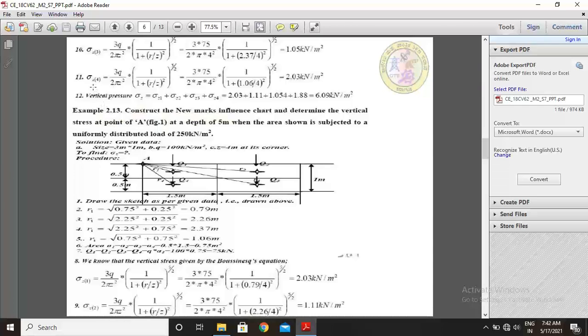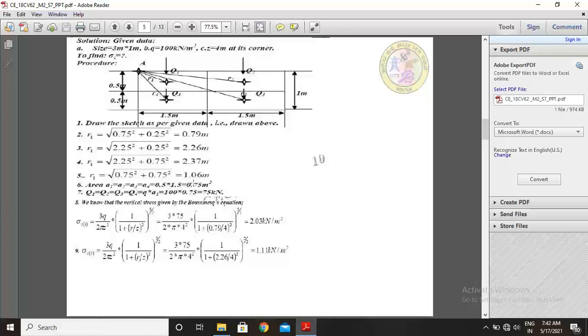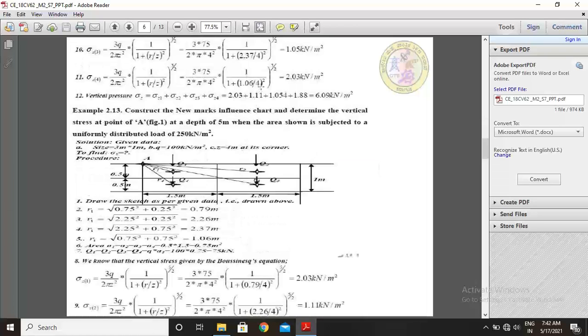Similarly, you calculate the vertical stress for rectangle 4, given by the same equation, 3q by 2 pi z square into 1 by 1 plus r by z square whole to the power of 5 by 2. Here you substitute the values: q is 75, z is 4, and r is 1.06. Now solve these equations. We are getting the answer 2.03 kilonewton per meter square.